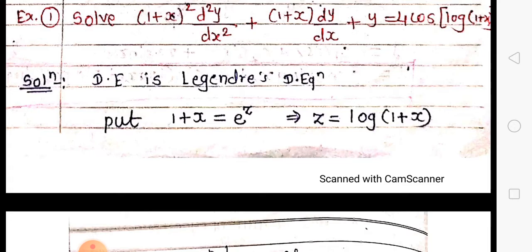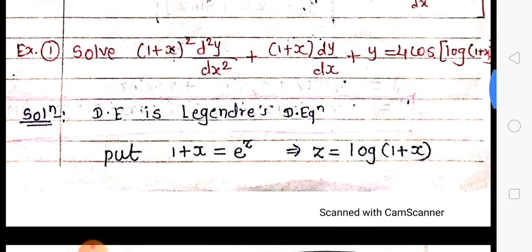By using this substitution, we write the value of the first term (1+x)^2 d^2y/dx^2. By our explanation, the first term is a^2 D(D-1) y, where capital D denotes d/dz, and here a is 1. Therefore, for the first term we take D(D-1) into y. Similarly, for the second term, (1+x) dy/dx is a D y, where a equals 1.